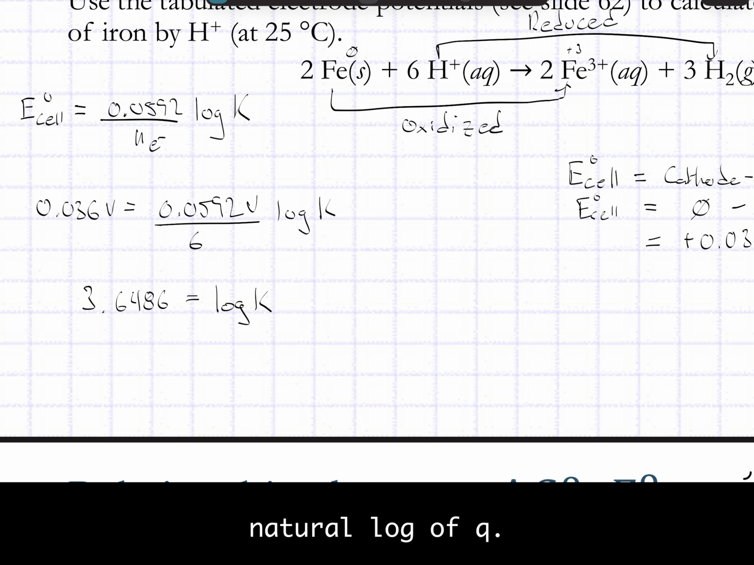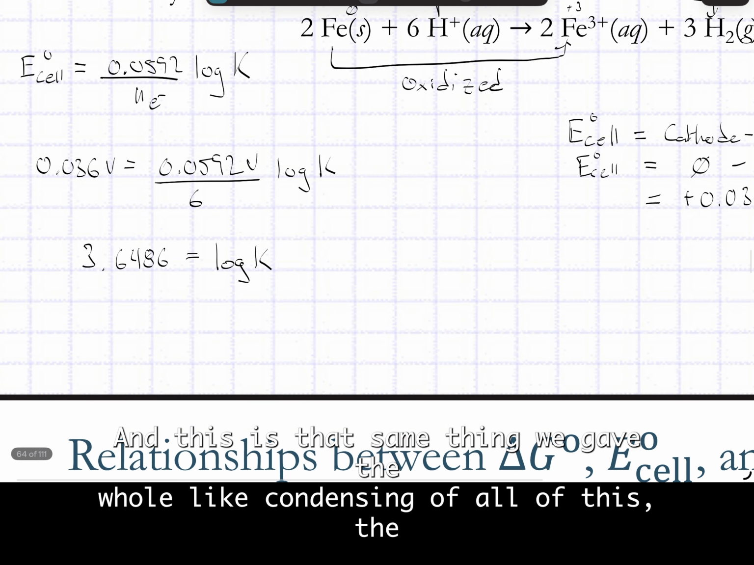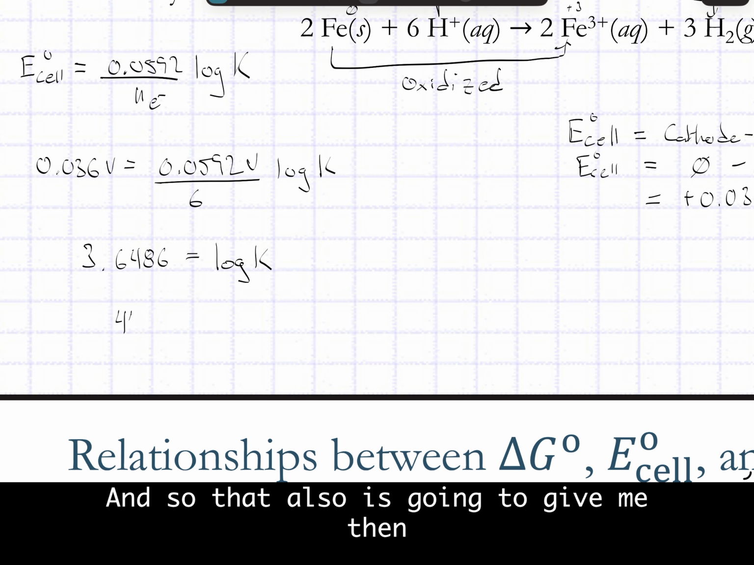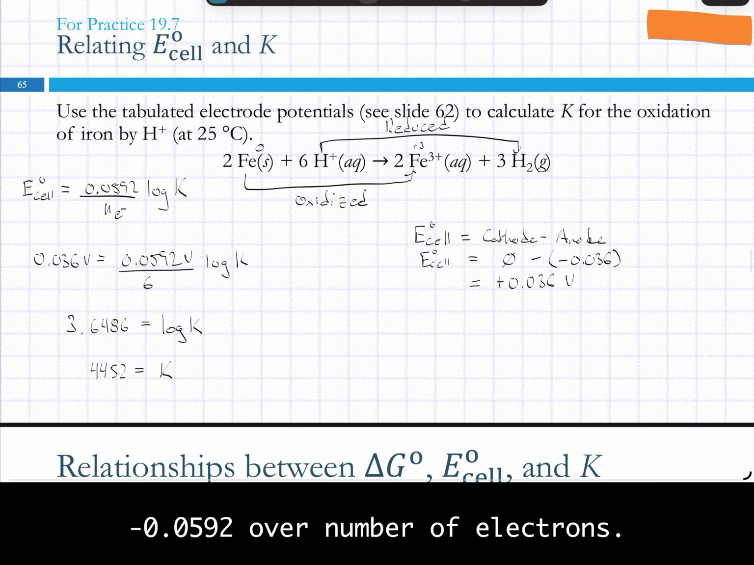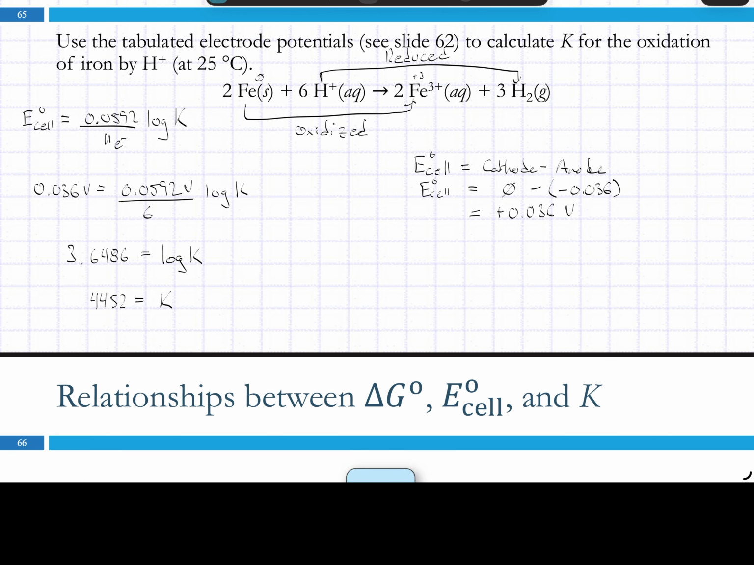And this is that same thing, where we condensed all the constants down. And so that also gives me E cell equals E cell standard minus 0.0592 over the number of electrons times log of Q.